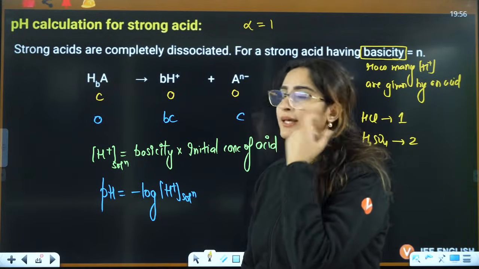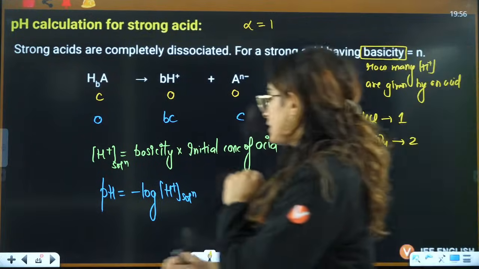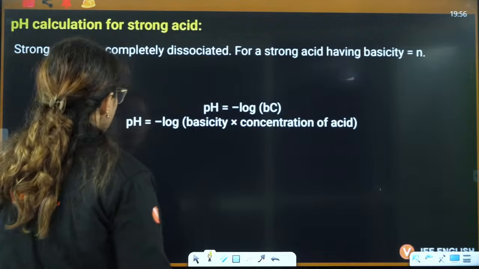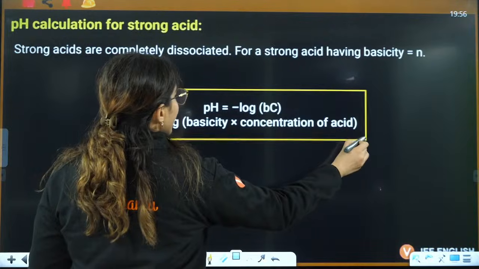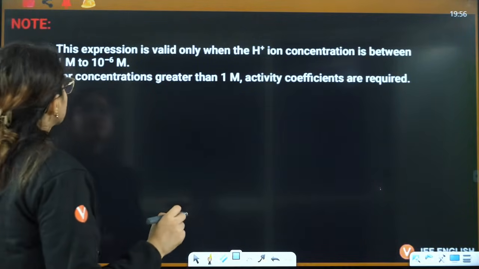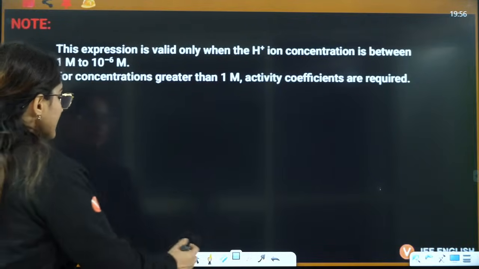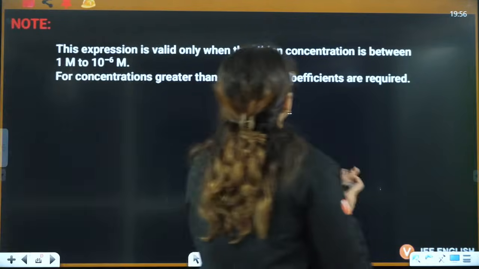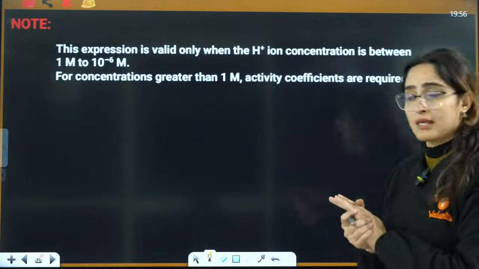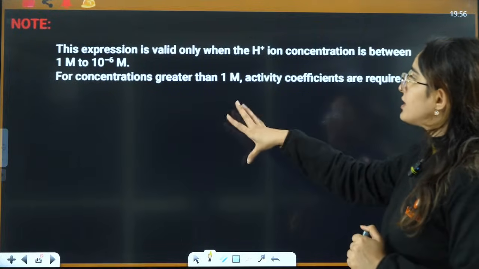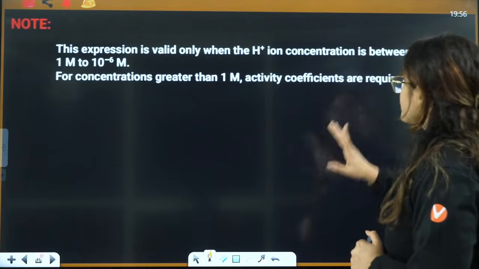Acha, listen one thing here. In this case now, one very important thing you need to understand. We have seen basicity into concentration of an acid, but this expression is valid only when H positive ion concentration is between 1 molar to 10 raised to power minus 6. For concentrations greater than 1 molar, activity coefficients are required.